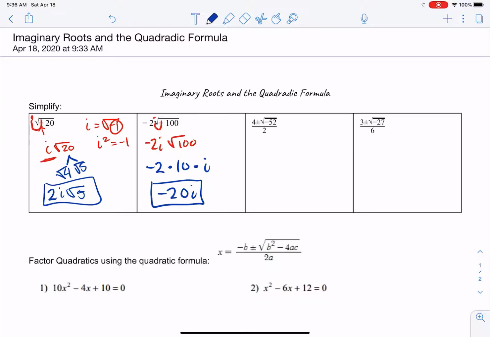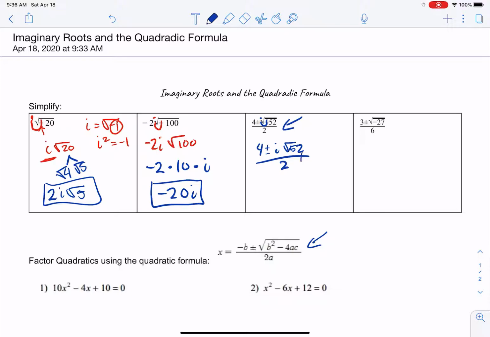Okay, if you get something like this, which is what you're going to expect to see after you use the quadratic formula, right? So you factor this, or you use the equation, you get from down here, right? And you end up with something that looks like this. Well, again, if you have a negative in there, you're going to bring your i right out. So now we have 4 plus or minus i root 52 all over 2.